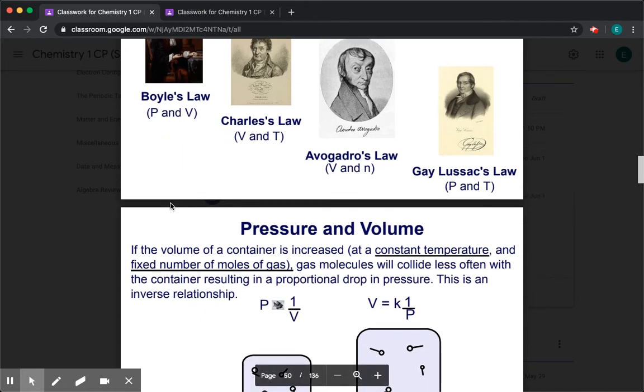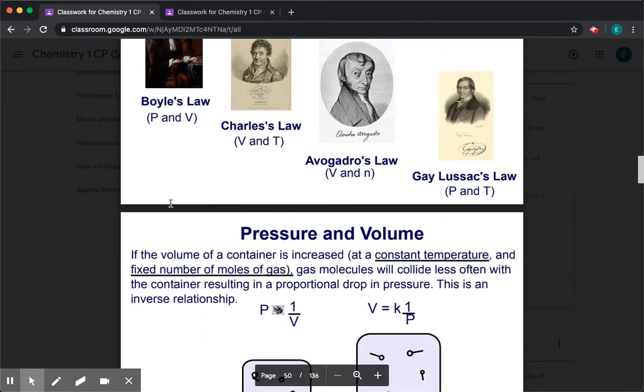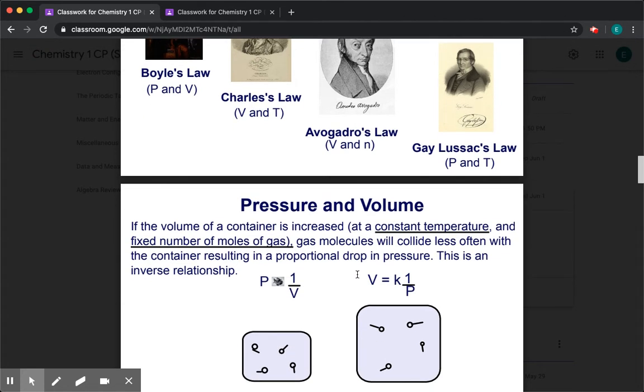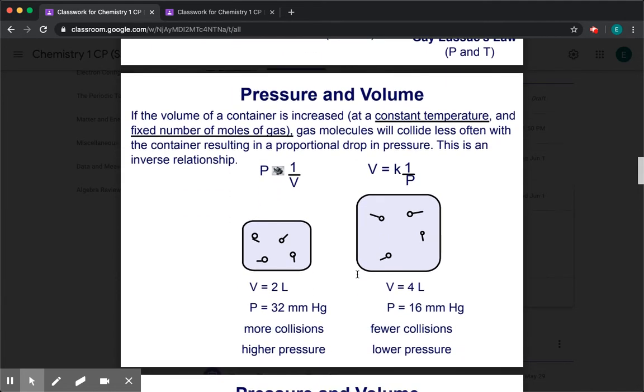Now, when we're talking about pressure and volume, again, we are assuming that the other two are being held constant. So this is the relationship between pressure and volume when moles and temperature are kept exactly the same. We are assuming that moles and temperature are exactly the same at all times.